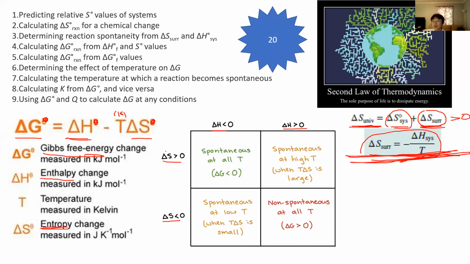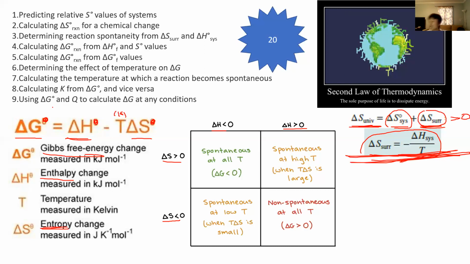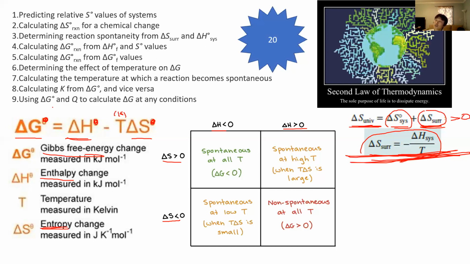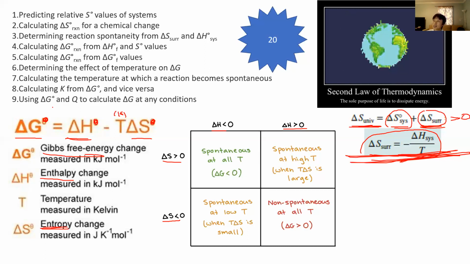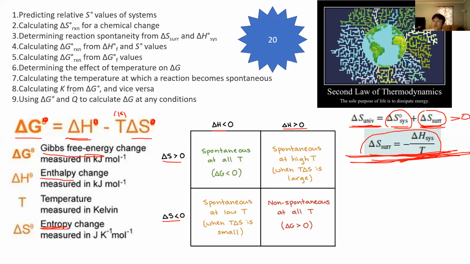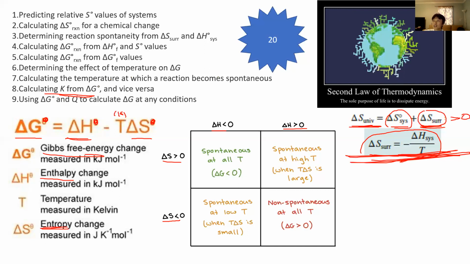The last part in this chapter is when we have non-standard states: how to calculate the free energy based on the standard free energy and the reaction conditions. And also, we can correlate the equilibrium constant of a reaction with the standard state free energy.